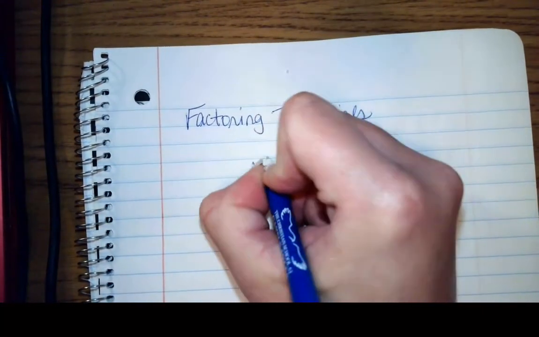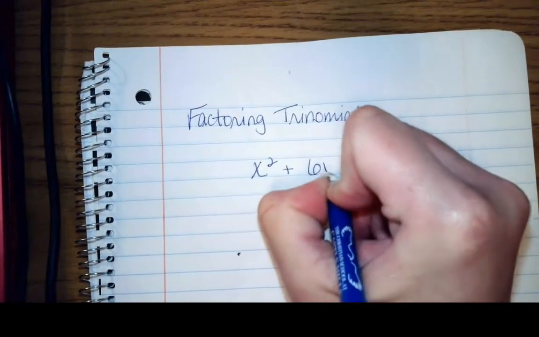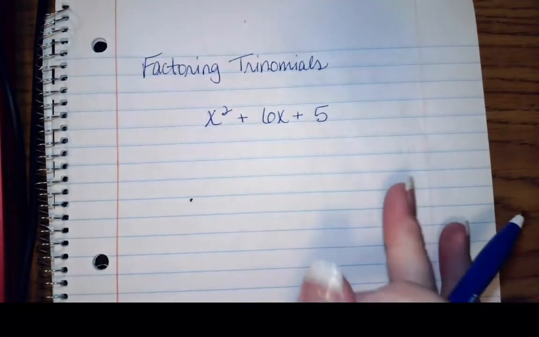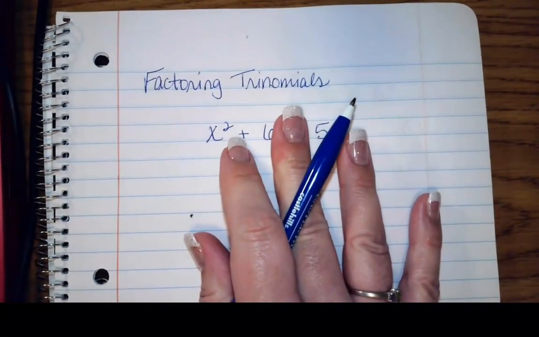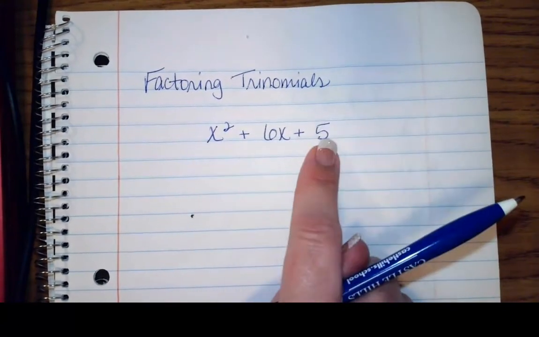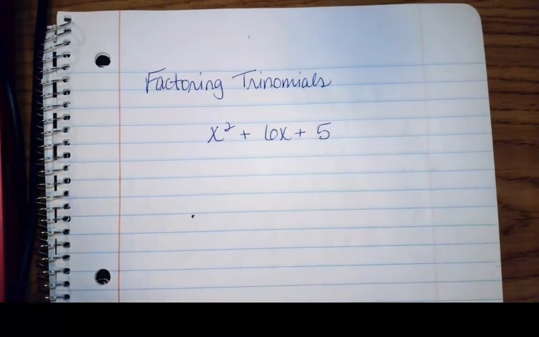So for instance, if I've got x squared plus 6x plus 5. We're going to talk about this one for just a second. First of all, this is a trinomial. So I've got 1 term, 2 terms, 3 terms. Tri means 3.